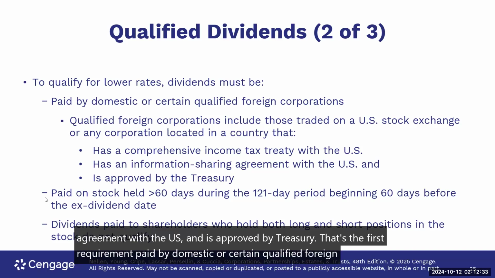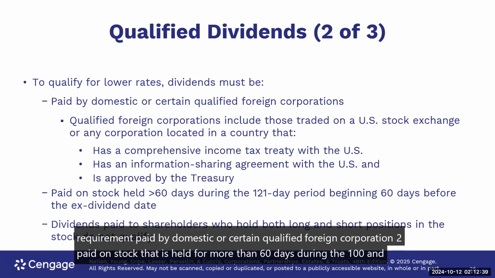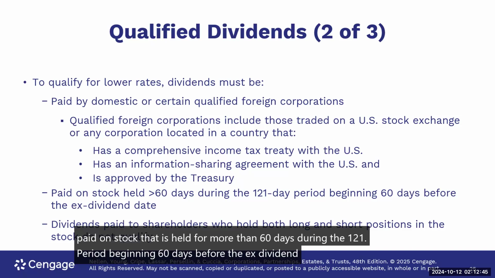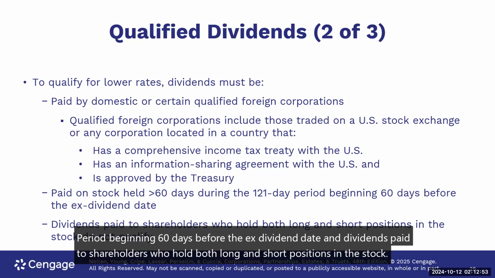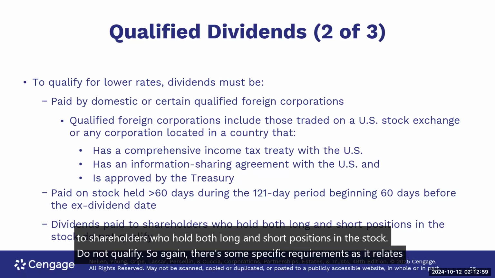Second, paid on stock that is held for more than 60 days during the 121-day period beginning 60 days before the ex-dividend date. And dividends paid to shareholders who hold both long and short positions in the stock do not qualify. So again, there are some specific requirements as they relate to qualifying dividends.